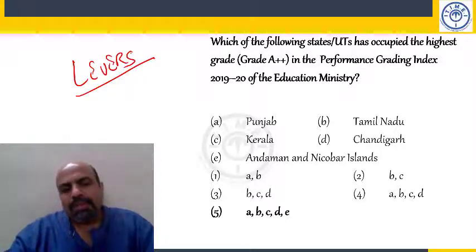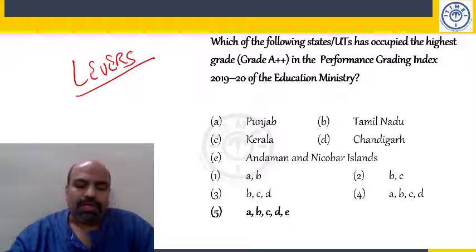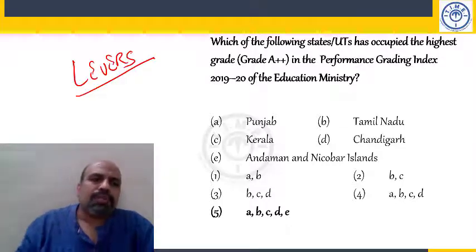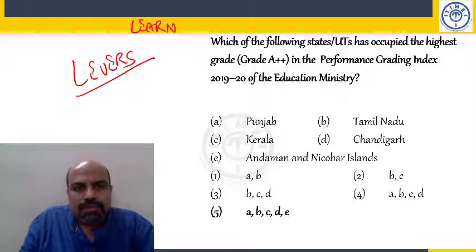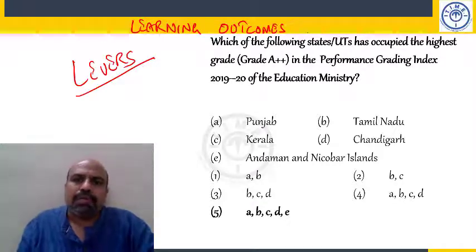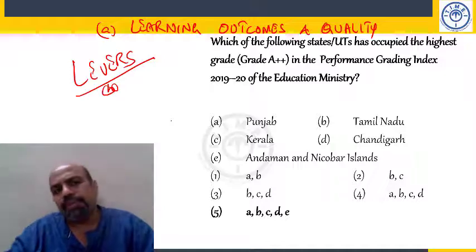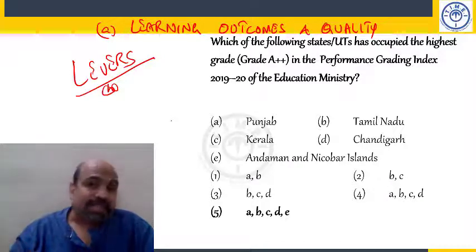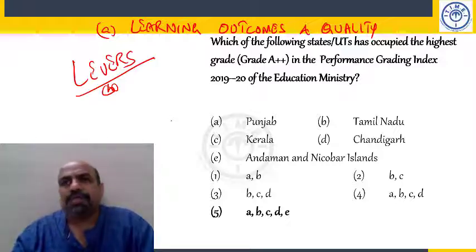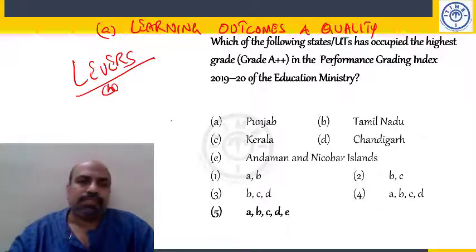Below that, second point: five key levers. On what basis is grading done? Five key levers, underline that. Below that, point A: learning outcomes and quality. You can write one, two, whatever. If you want to know which state has topped in this, you could write, in brackets, Rajasthan. Rajasthan topped this list.